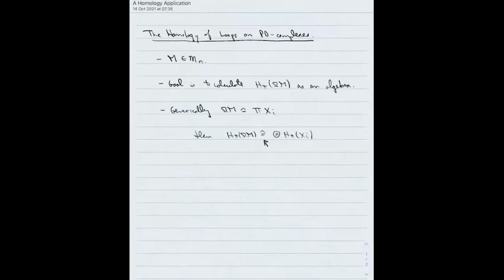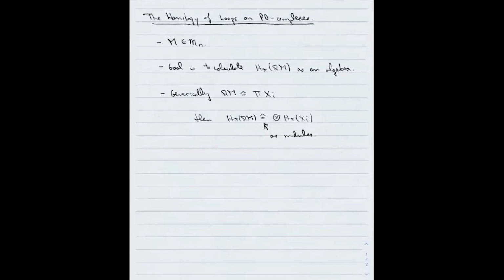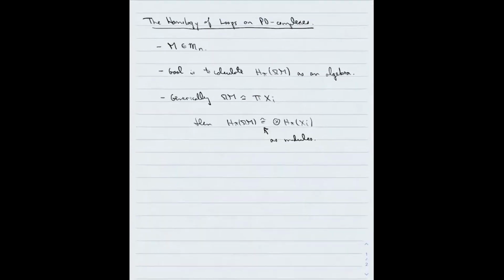However, this is an isomorphism as modules, because this homotopy equivalence happens at the level of spaces, not necessarily as H-spaces. So the decomposition that you would get in homology would be as modules, or as modules over the Steenrod algebra, or the dual Steenrod algebra, because we're taking homology. It would respect coalgebra structure, but it wouldn't respect any algebra structure. Okay, so we have a legitimate goal here when we say we want to calculate the homology of one of these loop Poincaré duality complexes as an algebra and not just as a module coming from the space level decomposition.